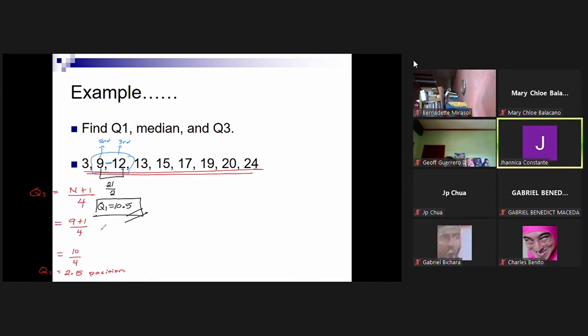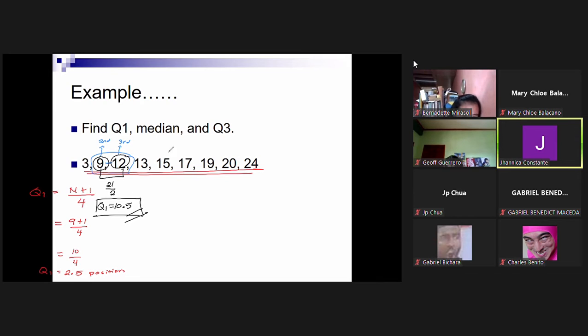So 10.5 is in the position of 2.5. Since 10.5 is not written here in the set of data that we have, that's why we add or we get the value of the second order of the data and the third order of the data that we have. Okay, that's how we solve for quartile 1.